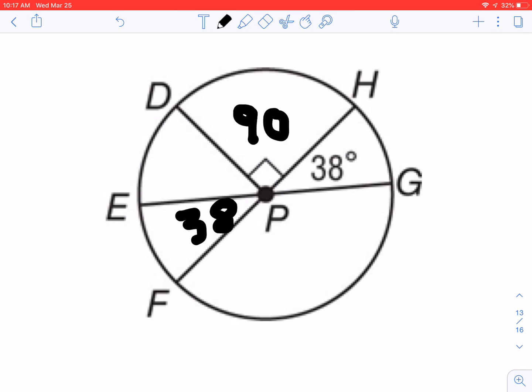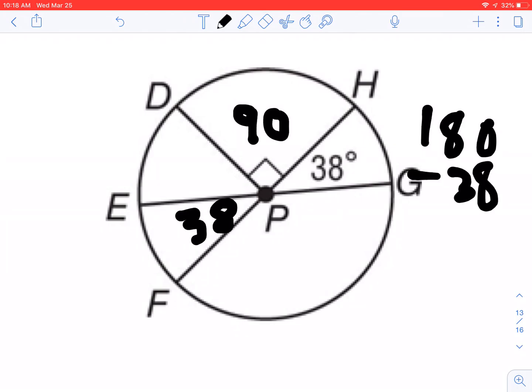Okay, then we can do 180 minus 38. So 180 minus 38 to find this angle right here. If we type it in our calculator, 180 minus 38 is going to be 142. And then we just have one little angle left over.